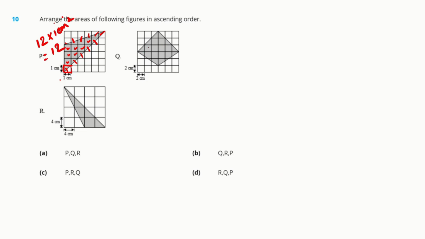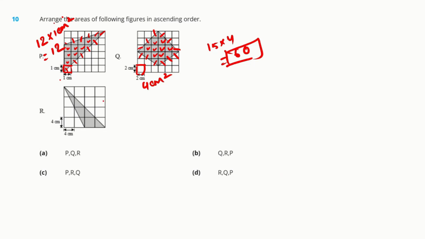Over here, if we see, each is of 2 by 2, which means the area of 1 square is 2 into 2, 4 centimeter square. How many such boxes? 1, 2, 3, 4, 5, 1/2, 6, 1/2, 7, 1/2, 8, 1/2, 9, 1/2, 10, this is 11, this is 12, this is 13, this is 14, this is 15. So 15 times 4 is 60.